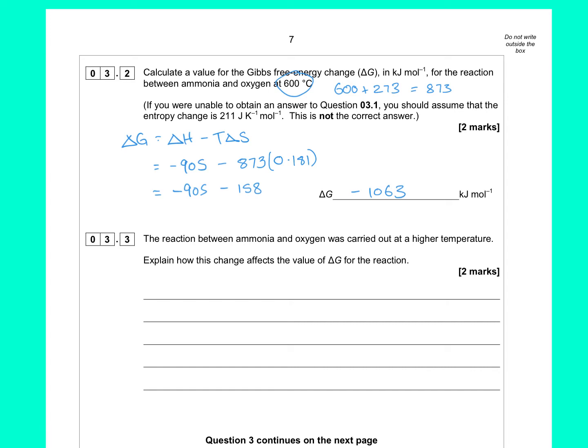So in 3.3, you're asked what would happen if the experiment was carried out at a higher temperature. How would this affect delta G? So you need to say that if the temperature was increased, then the amount you're timesing delta S by would increase. So you're actually going to be taking away a larger value from an already negative number. So it's actually going to end up giving you an even more negative value of delta G.